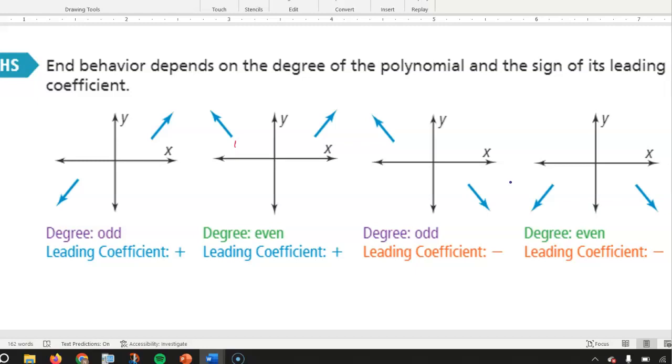All right, so that's it for today's set of notes for this first part of 3.1, where we're just learning about the basics of polynomials.